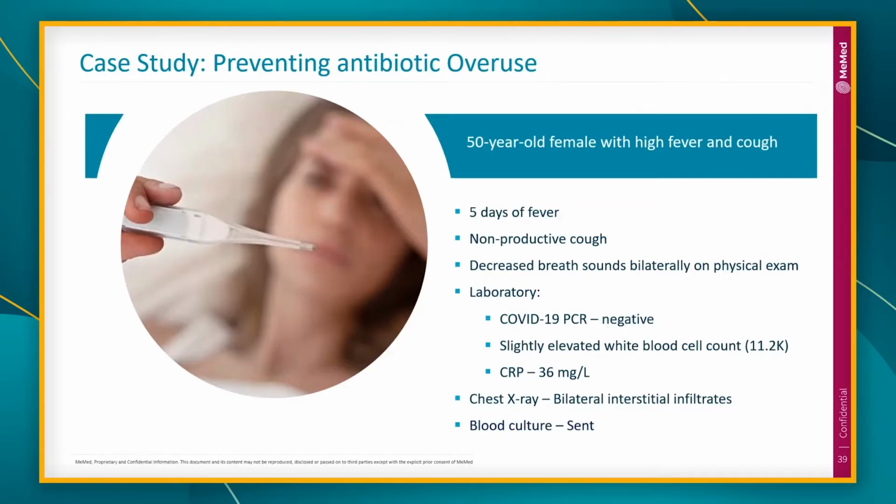I want to end with the same case study that Professor Goff showed in the previous presentation. So we start with this 50-year-old female that has a fever for 5 days, non-productive cough, decreased breath sounds bilaterally on physical exam. The laboratory findings are COVID-19 PCR negative, slightly elevated white blood cell count, and a CRP of 36. The chest X-ray shows bilateral infiltrates, and blood culture was sent.